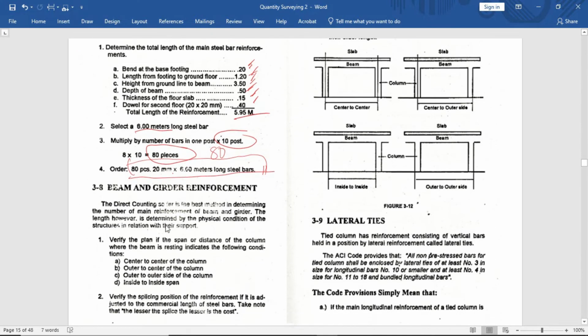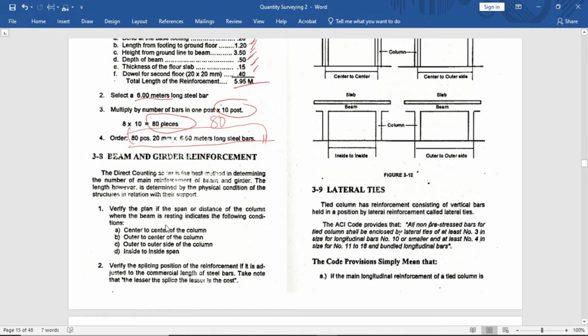So, tapos na tayo sa columns, punta naman tayo sa beams and girders. Direct counting is so far the best method in determining the number of main reinforcement of beam and girder. The length, however, is determined by the physical condition of the structures in relation with their support. So, first is verify the plan.